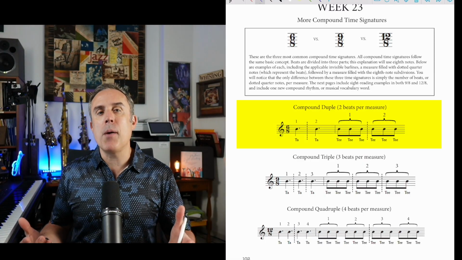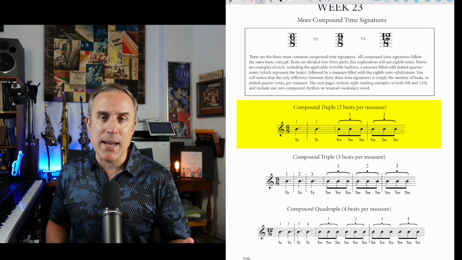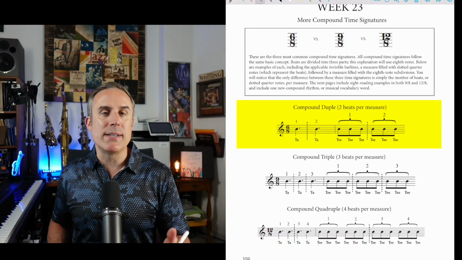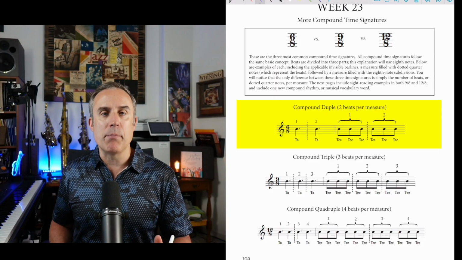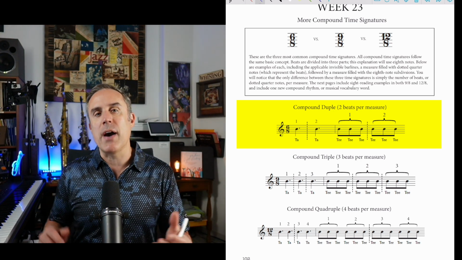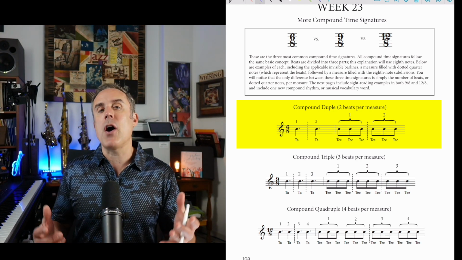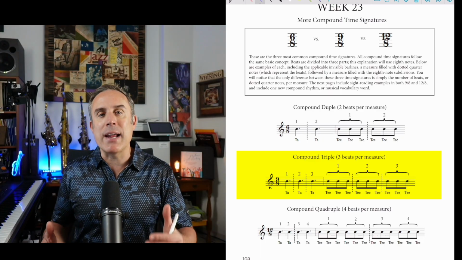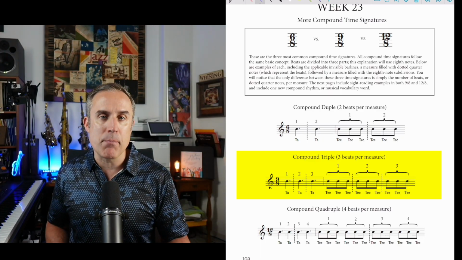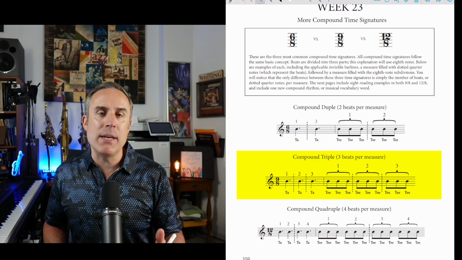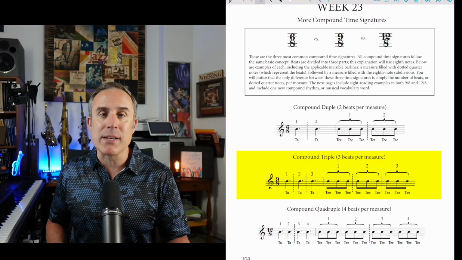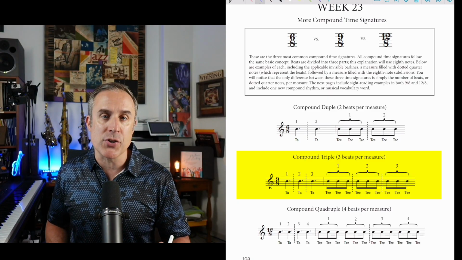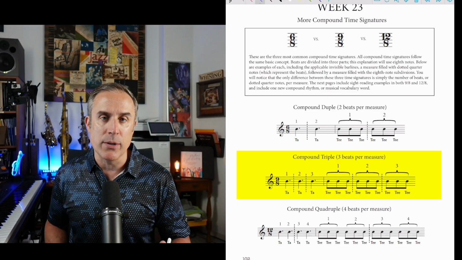So when we have a compound duple time signature like 6/8, it simply means that there are 2 beats in the measure, the dotted quarter note gets the beat, and each one of those dotted quarter notes is divided into 3 eighth notes. When we have compound triple, the only thing that's changing is we're adding a dotted quarter note to that measure. We're adding a pulse or a beat to the measure when it's 9/8, because now we have 9 eighth notes in that measure, or 3 dotted quarter notes.